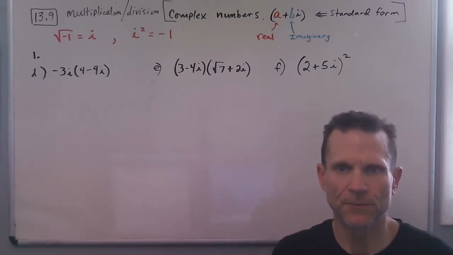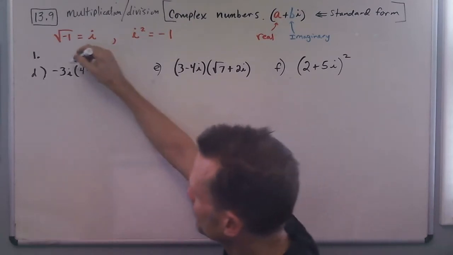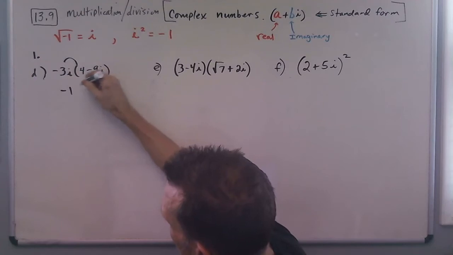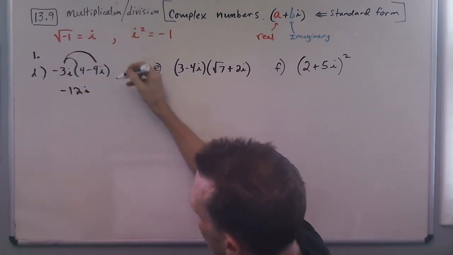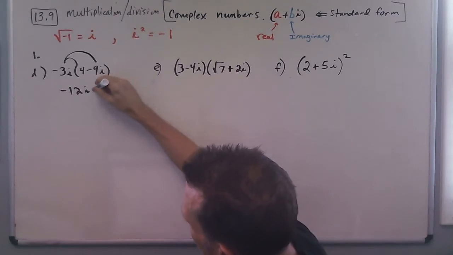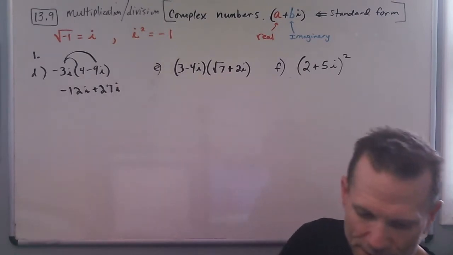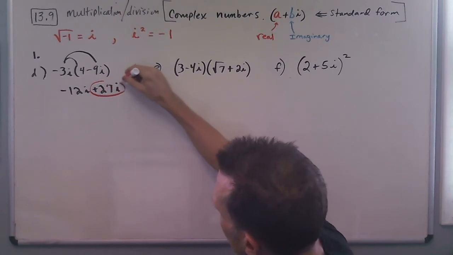Okay, continuing on with multiplication, we have three more problems here. Here we have the distributive property, so we get negative 12i, and then here we get positive 27i squared. And then again, we want to focus in on this term right here and think about that.